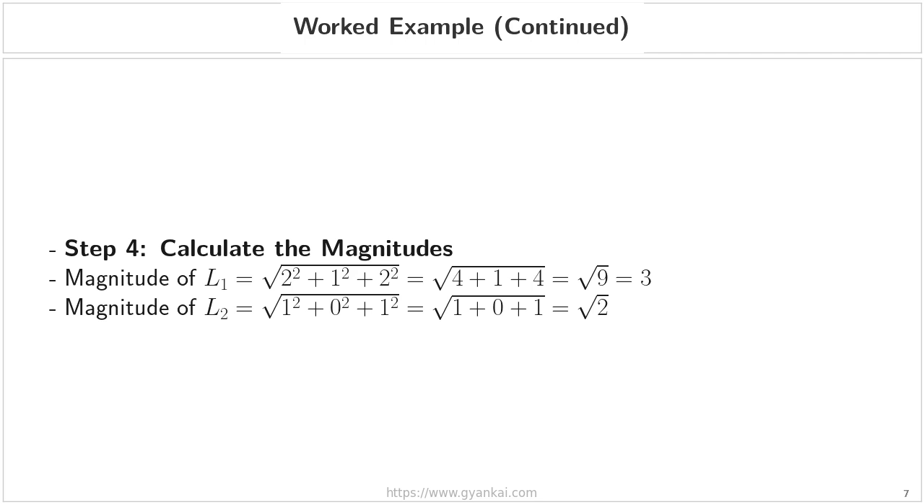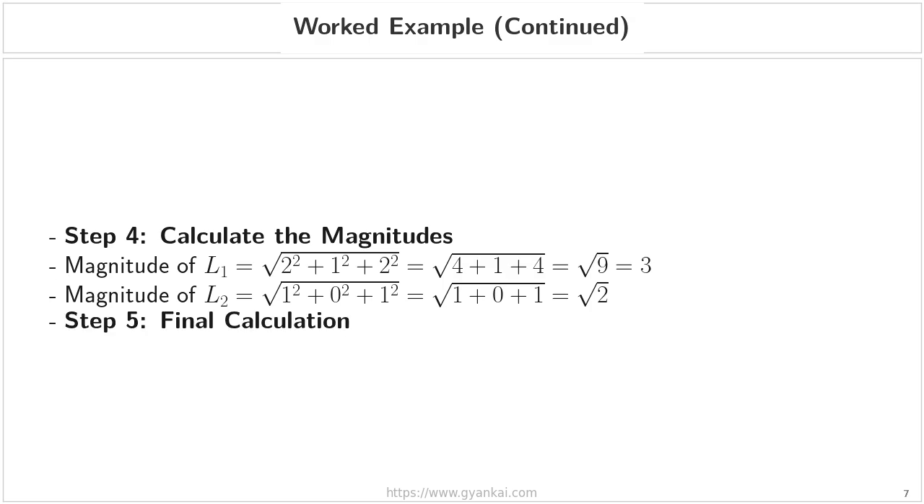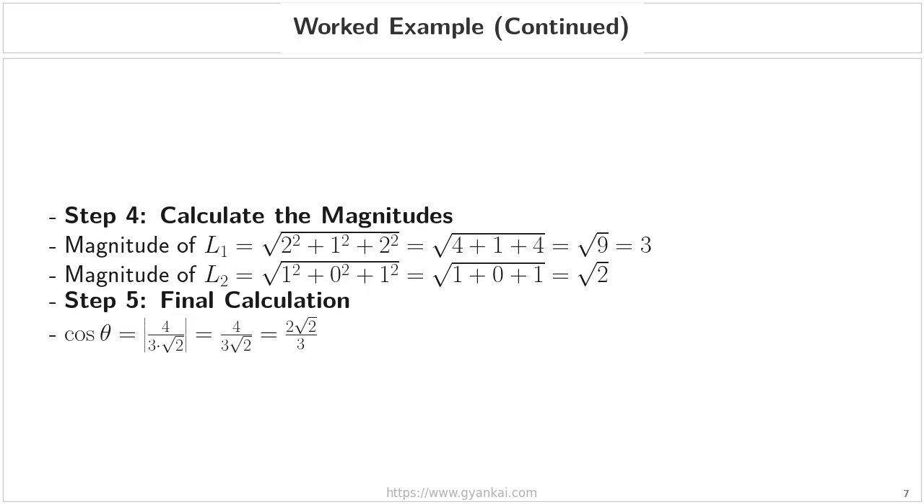Next, we do the same for line 2. We take the square root of 1 squared plus 0 squared plus 1 squared. This simplifies to the square root of 1 plus 0 plus 1, which leaves us with the square root of 2. Moving on to step 5, we can now perform the final calculation to find the angle. We plug our results into the cosine formula.